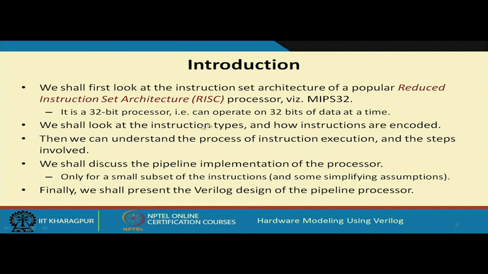Fine. So, the important thing to look at before we think about implementation is what are the instruction types and how the instructions are encoded. And after we have seen this, we shall be understanding the different steps of instruction execution. As I have said, we shall be looking at the pipeline implementation of this particular processor using a small subset of MIPS 32 instruction set, not all the instructions. And towards the end, we shall be looking at how we can model this pipeline implementation in Verilog.